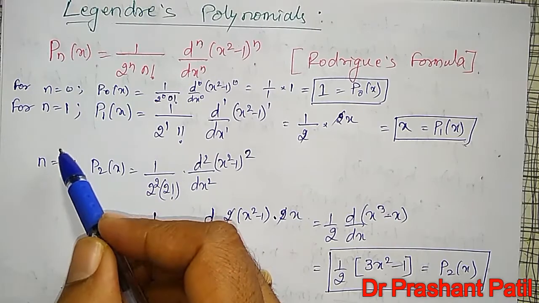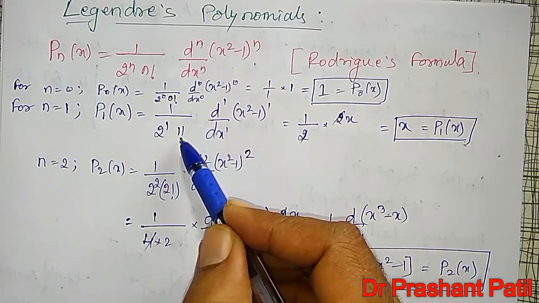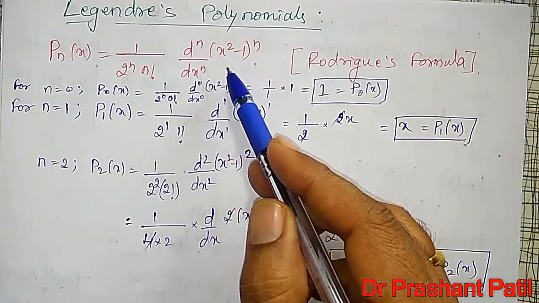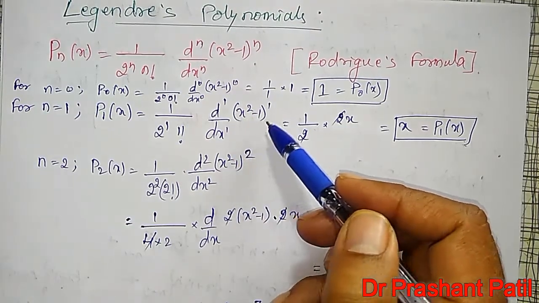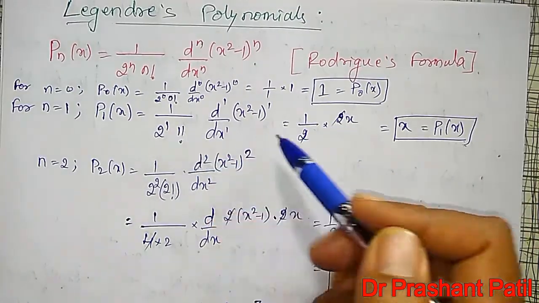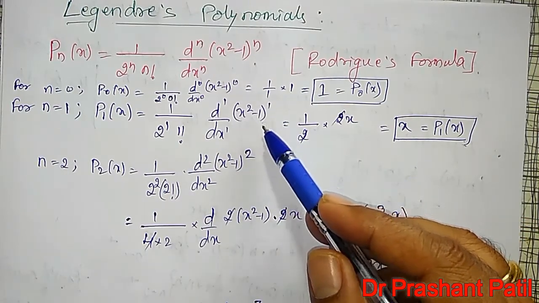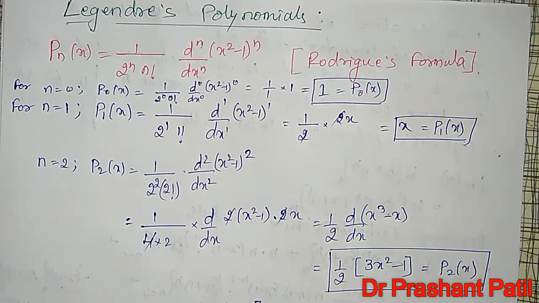For n equal to 1, that is P1 of x equal to 1 by 2 to the power 1, 1 factorial, into the first derivative of (x square minus 1) raised to n equal to 1. Therefore, 1 by 2 raised to 1 is 2, 1 factorial is 1, into the differential of x square minus 1, which is 2x. 2 cancels, therefore x. P1 of x equal to x.